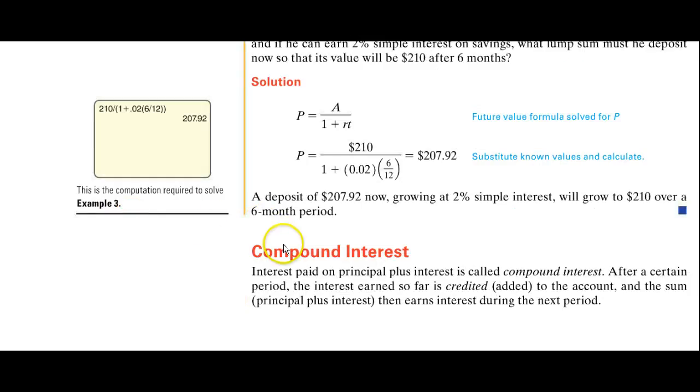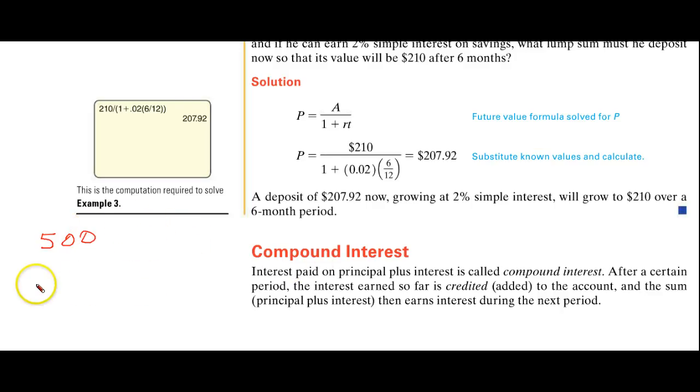Going on now to compound interest. How does this differ from simple interest? Well, a short little preview might be something like this. Let's say you have $500, and you're going to use simple interest for, let's say, 5 years. Well, this is your initial amount. You just put the 500 and figure out the simple interest.